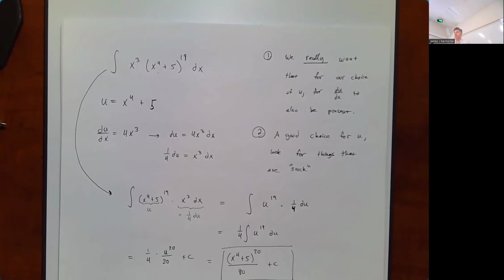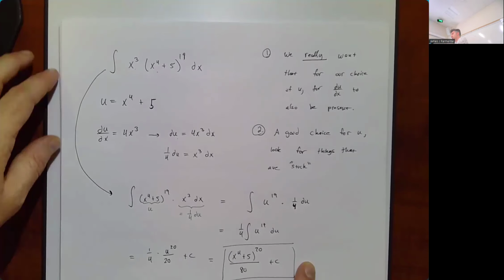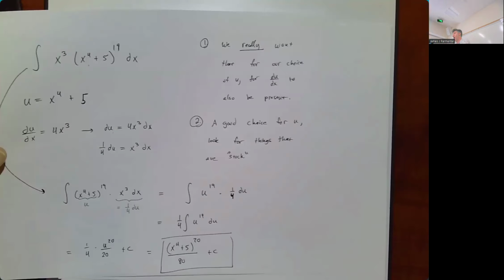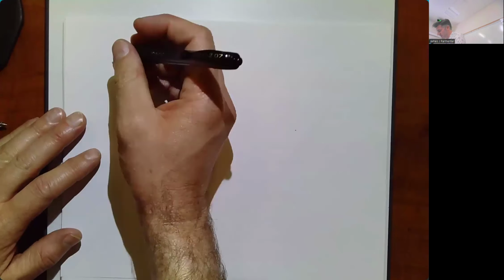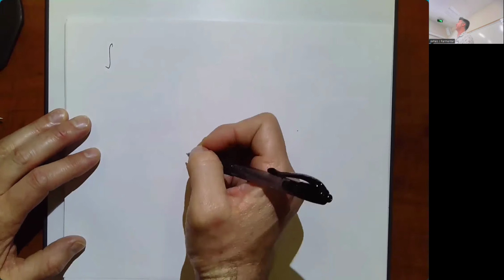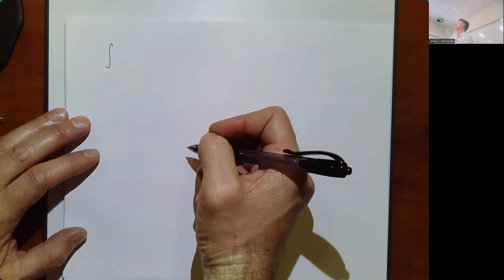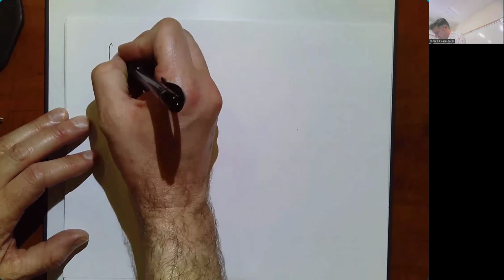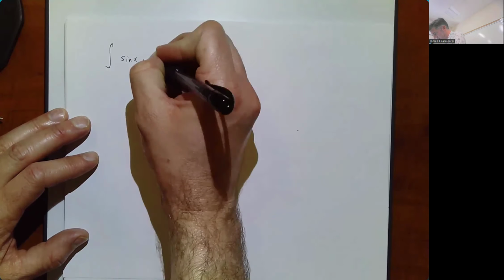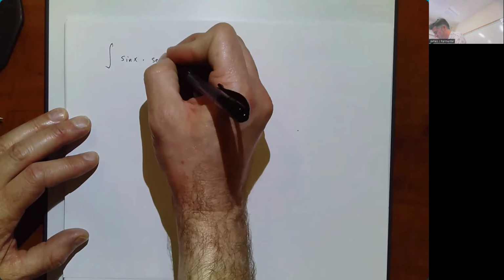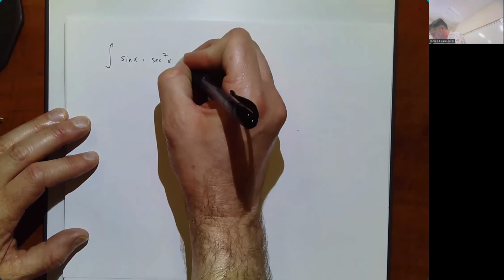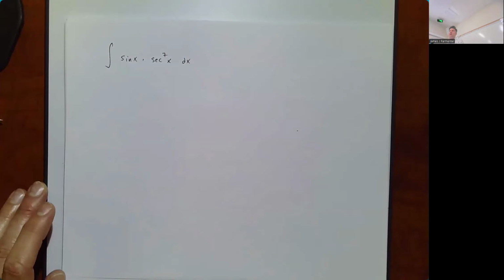Do more examples. Let's just take questions about this. Okay, well, let's look at the next one, and I'm going to make this real awful. So let's say we want to find the integral of sine of x times secant to the 7th power of x dx. That seems terrible.